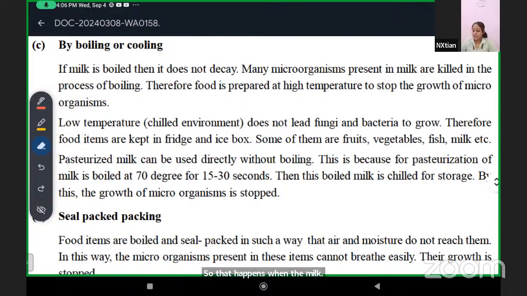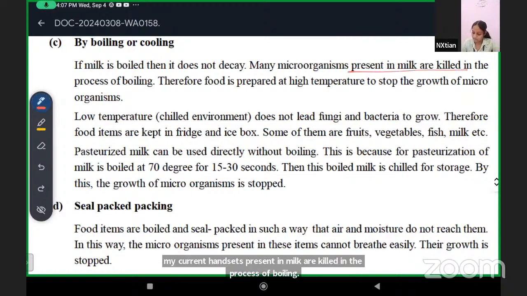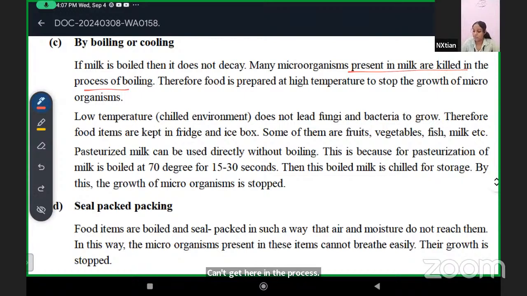Microorganisms present in milk are killed in the process of boiling. Therefore, food is prepared at high temperatures to stop the growth of microorganisms. Yes, Abraham.